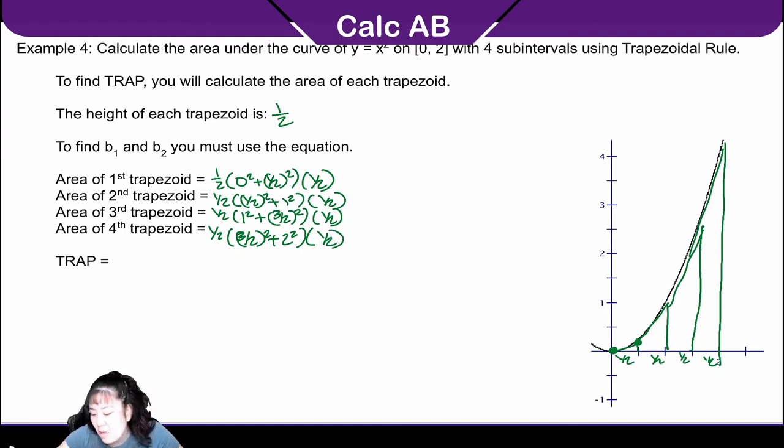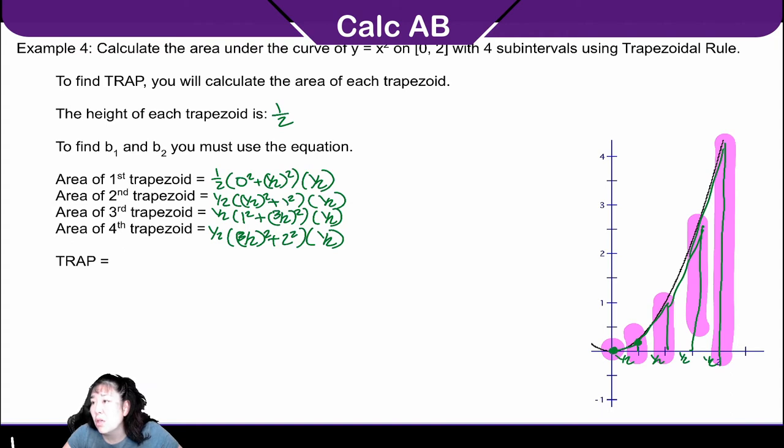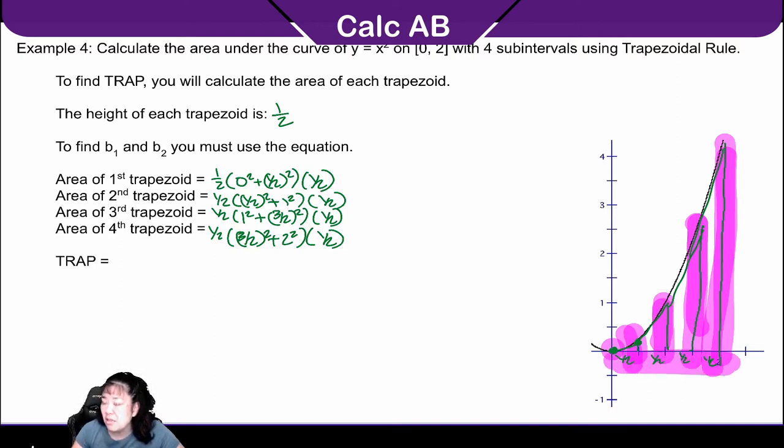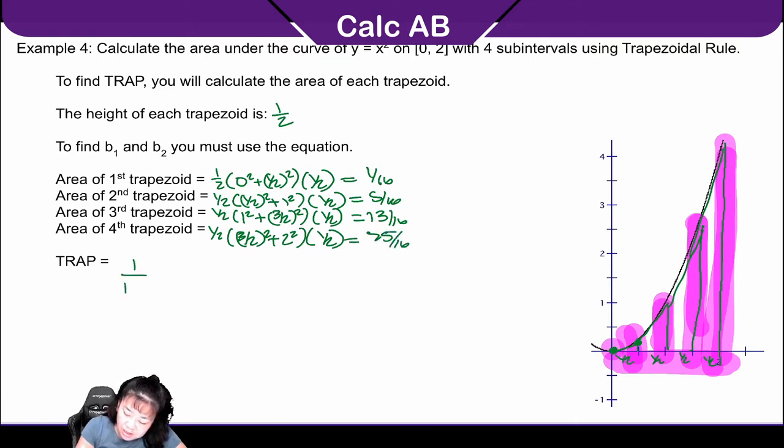My bases are actually running vertical. So these are my bases here. And then my heights are along the x-axis. So when I multiply this out, I'm going to get 1/16, 5/16, 13/16, and 25/16. So I'm going to add all this together, 1/16, 5/16, 13 over 16, and 25 over 16. And then I'm going to get 11 over 4.